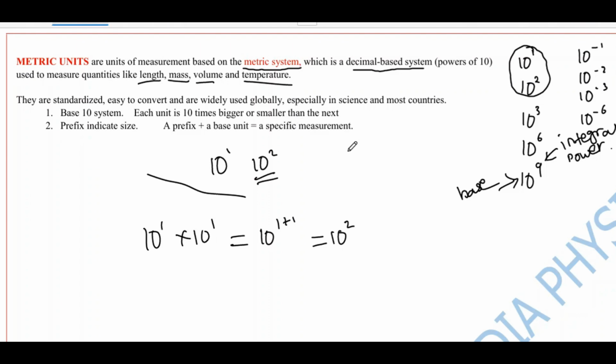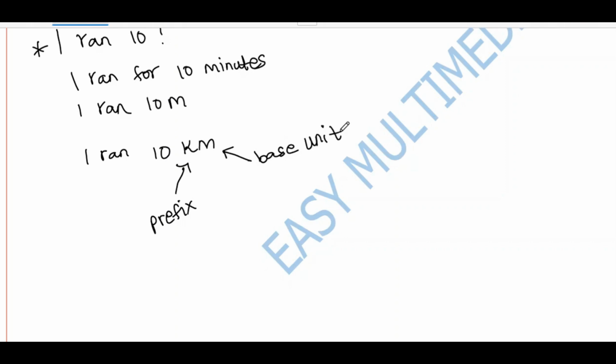Now, a base unit could be meter, as we discussed earlier on, where we had the length here. But you can change. For example, I ran 10 kilometers. Now, this one is a prefix, meaning something that is fixed prior to the unit, and meter now is the base unit. Now, a prefix is something that is fixed prior or pre, not post. It's fixed prior to the base unit.